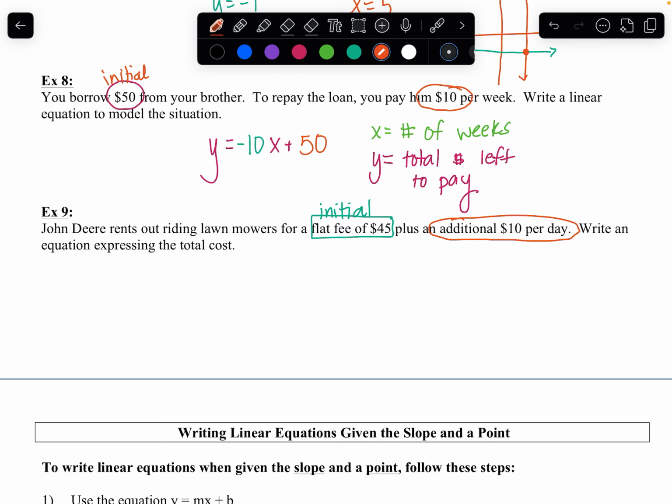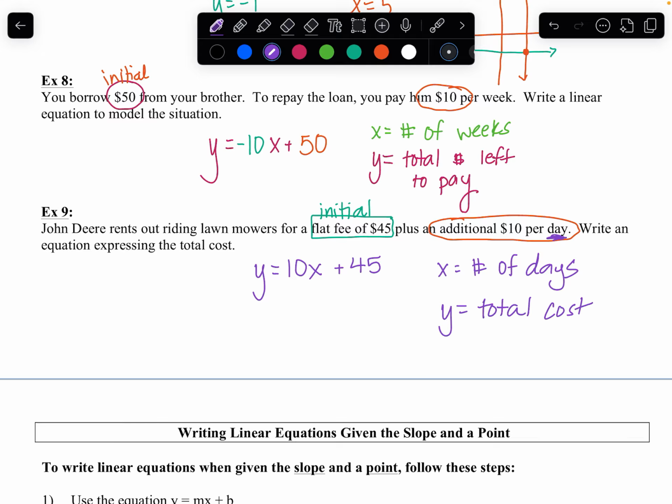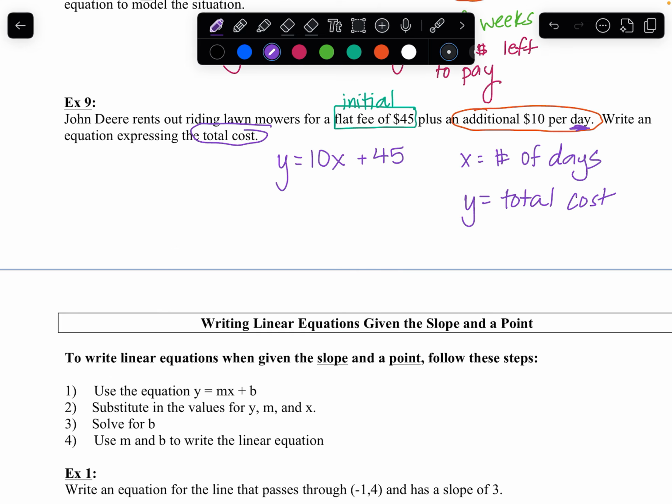So what we're going to write is an equation representing our total cost. So y equals, in this case, we would be adding $10 to our total of $45 for our initial fee. And again, we want to label our variables. So x would represent number of weeks. Oopsies, not weeks. I didn't read my problem again. Days. And then y is our total cost. Where I got that is right here for the total cost.